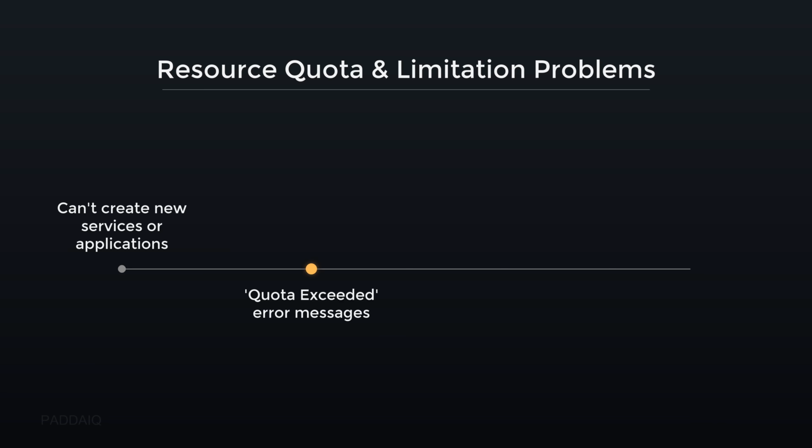Quota exceeded error messages. This means your application has used more resources than your subscription allows, like exceeding a data limit. For example, a shopping app might stop working during a sale because it used all its memory. Always monitor your usage to avoid these interruptions.